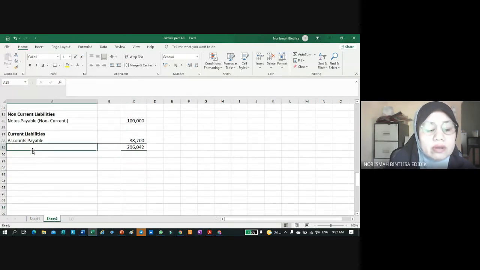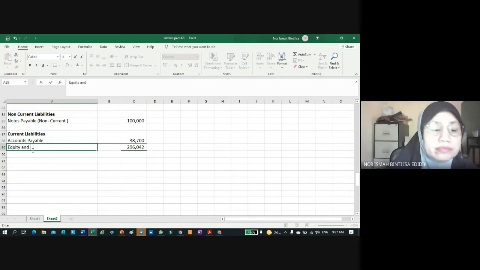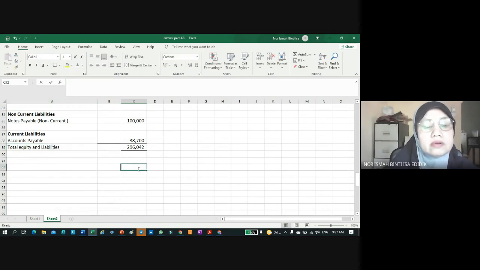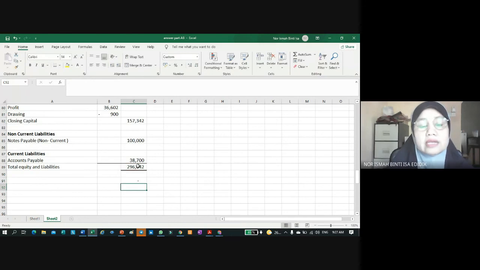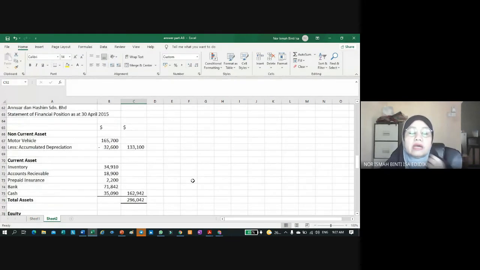So this one we call that equity and total equity and liability. Ya, so kita check ada beza tak this one? Tolak dengan this one? Tak ada. So kita punya statement dah betul ya.